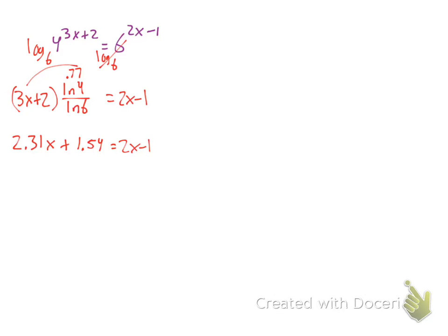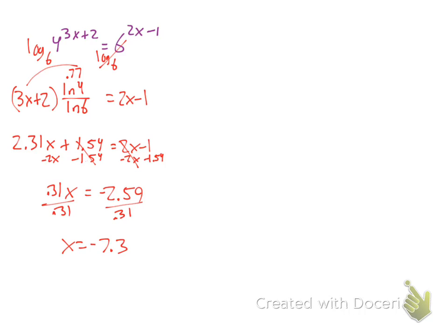I think we can subtract 2x, right? And subtract 1.54. The 2 x's, those are gone. So this becomes 0.31x equals negative 2.59. Divide it out. It's a negative 7.8.